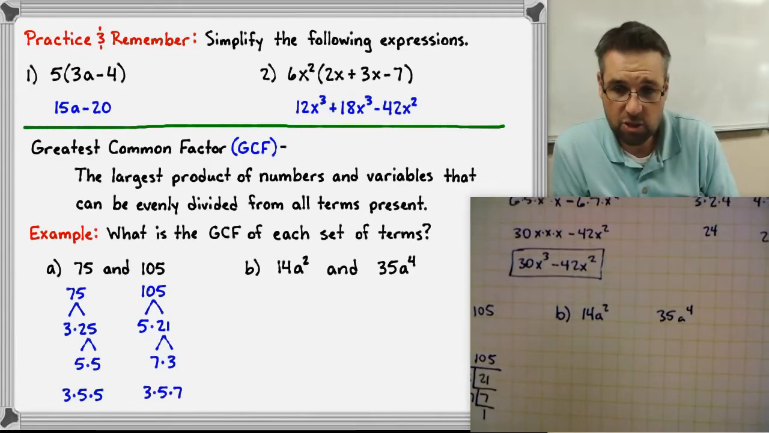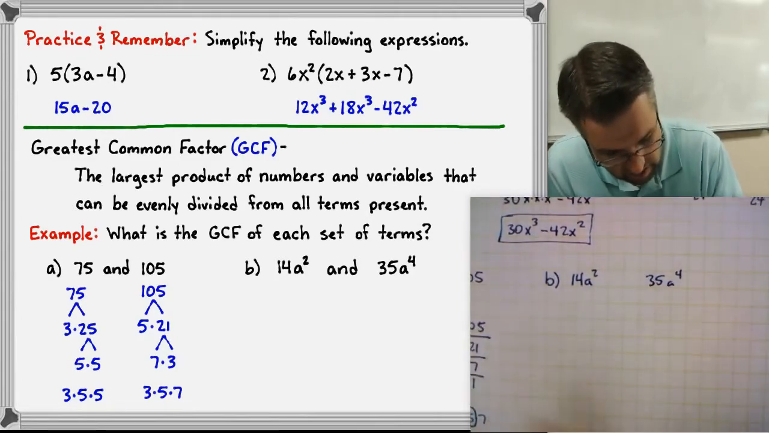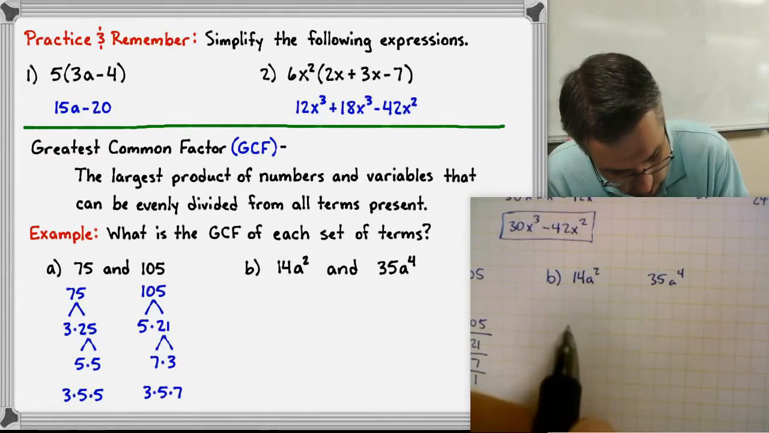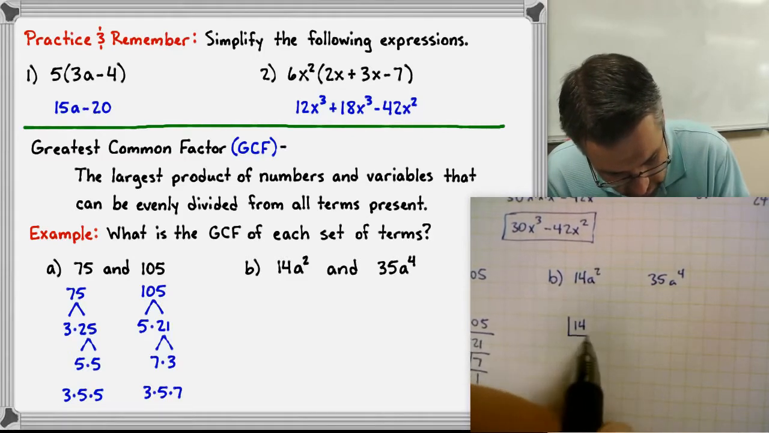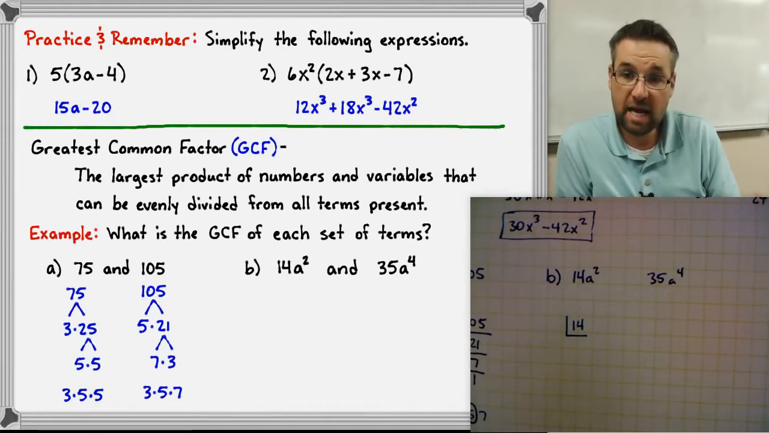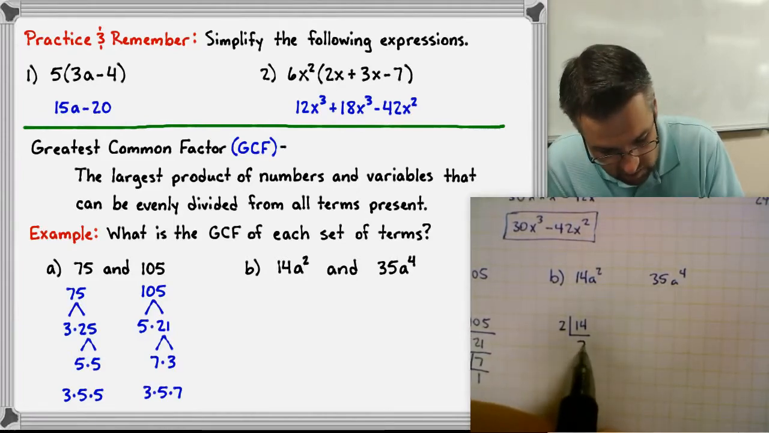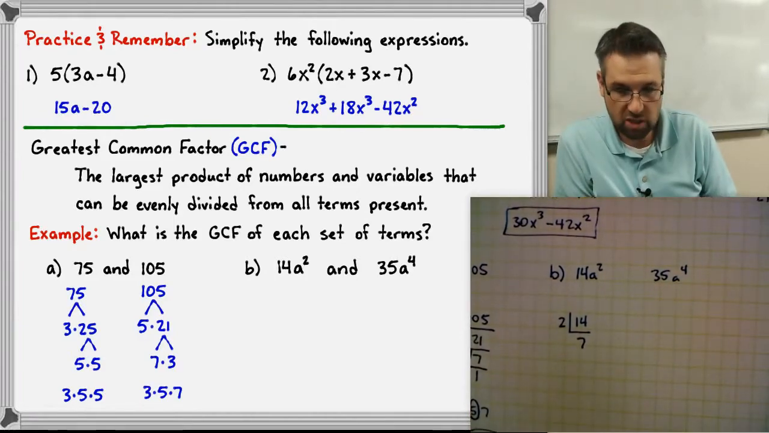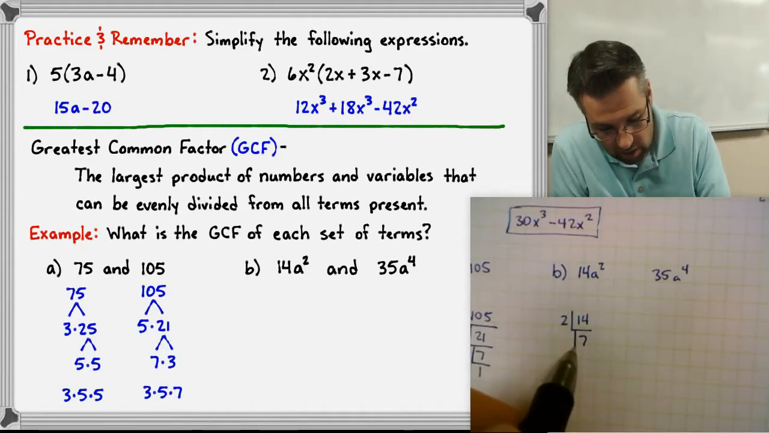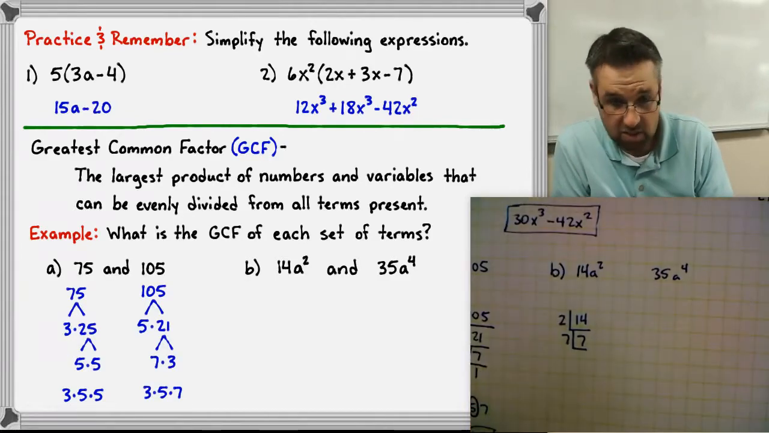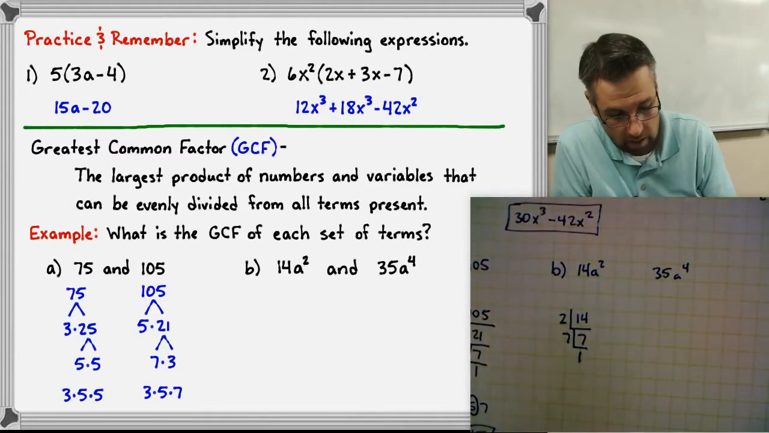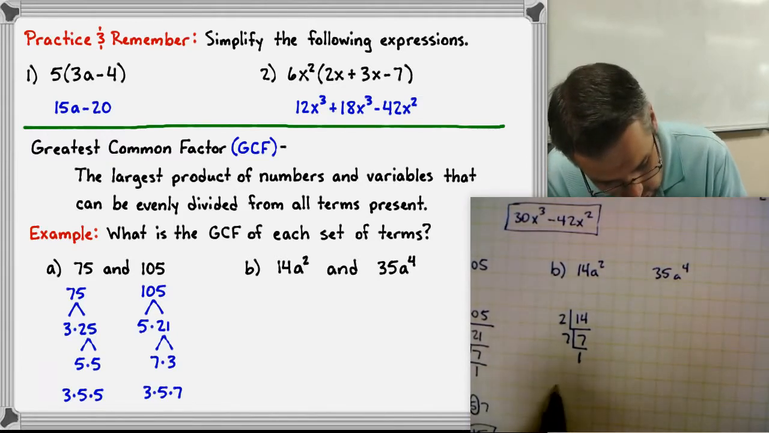So let's go ahead and do our factoring. I'll go ahead and do the cake method for the first one. If I take 14 and I go to divide that, well, what's that divisible by? Because it's even, I can divide it by 2, and that would give me 7. 14 divided by 2 is 7. And then I'll divide 7 by 7 because it's prime, and I'm left with 1. So my factors are 2 times 7.